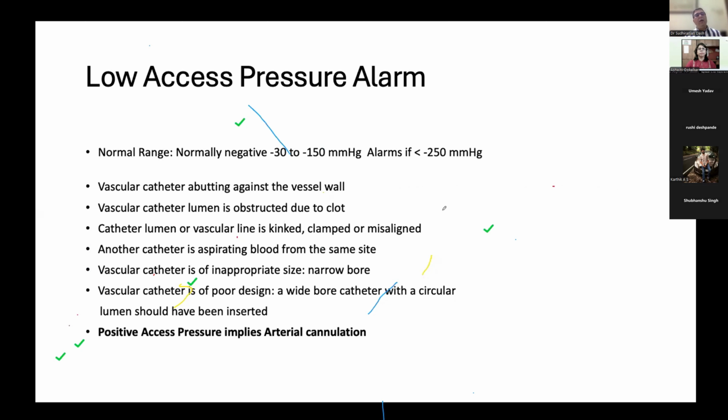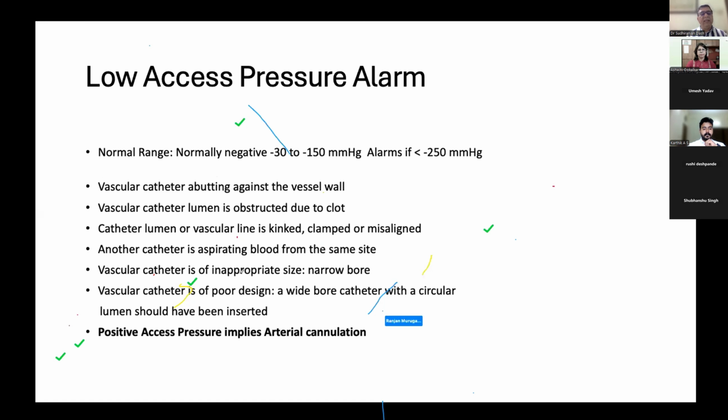So low access pressure indicates a low flow state. It can happen due to the vascular catheter abutting the vessel wall, or if there is any clot in the vessel catheter itself, or if there is any kink.